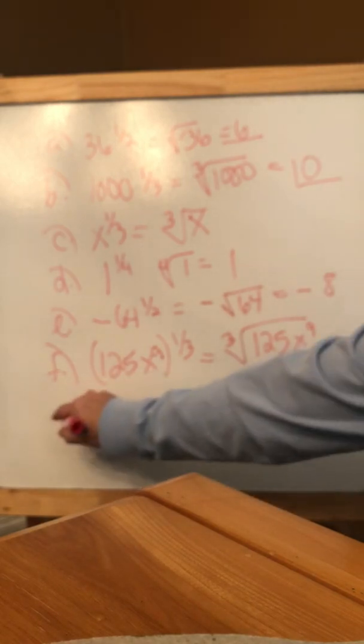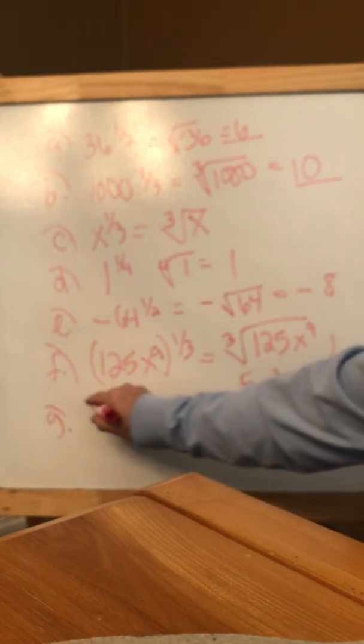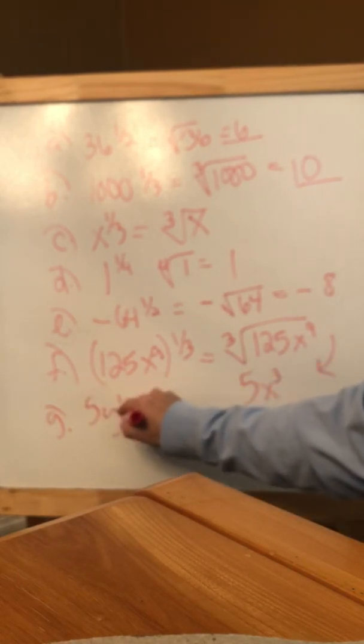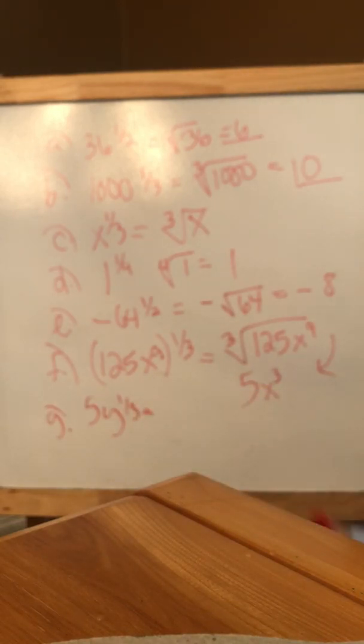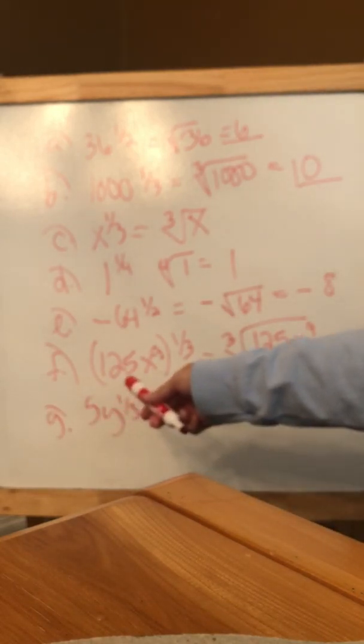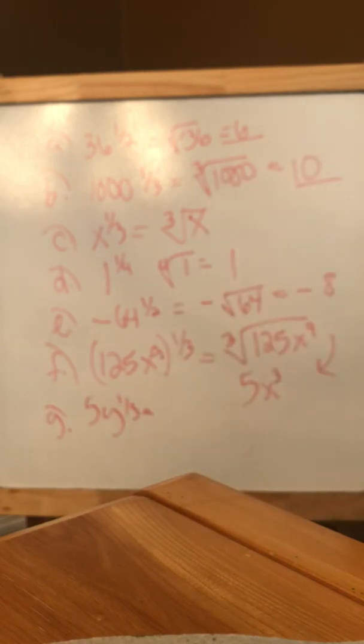All right, let's look at G. We have 5y to the 1/3. This is like the example we just did. The 5 is not in parentheses. Oh, kidding. This is not it. I was looking at the wrong G. No wonder it looks the same.